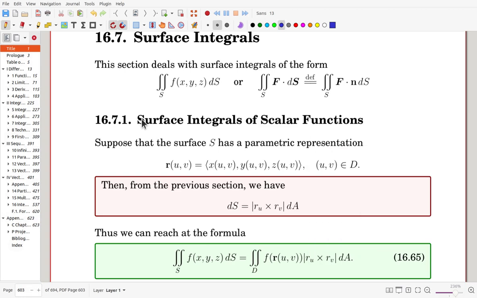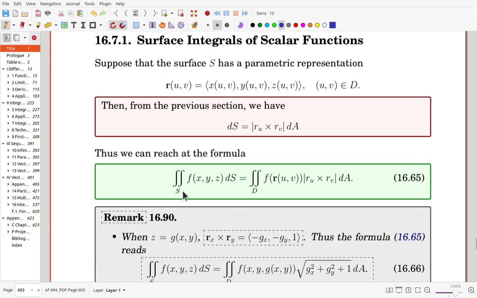The surface is parameterized by r(u,v), (u,v) in D. Then we know from the previous section, dS becomes the length of r_u cross r_v dA. So this integral with a scalar function f can be written in this way. For f(x,y,z), we express this function as a function of (u,v), and this length is the scaling factor. And this is the calculation formula.